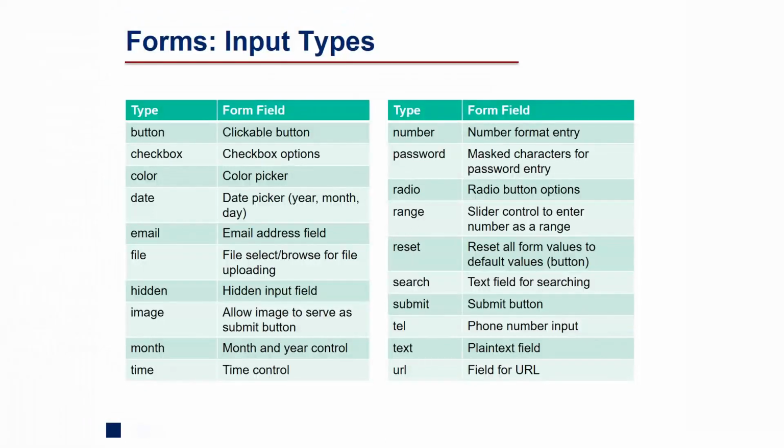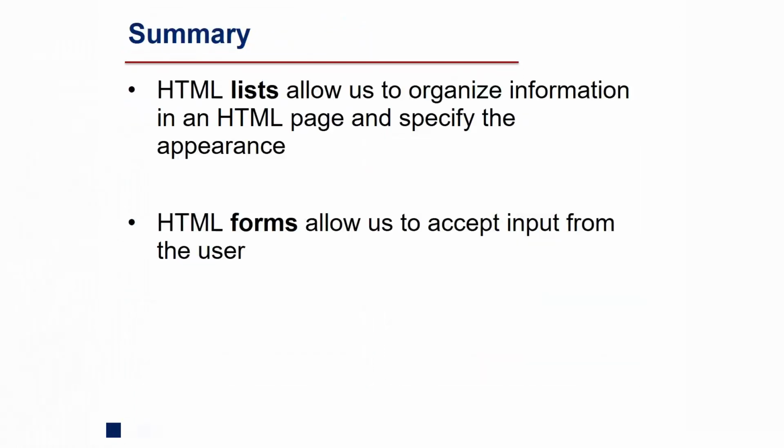The most common ones are the type equals text, where the user can type something, and buttons, as we'll see later on. To summarize, in this lesson, we looked at HTML lists, which allow us to organize information in an unordered list or an ordered list. And we looked at forms, which allow us to get information from the user.